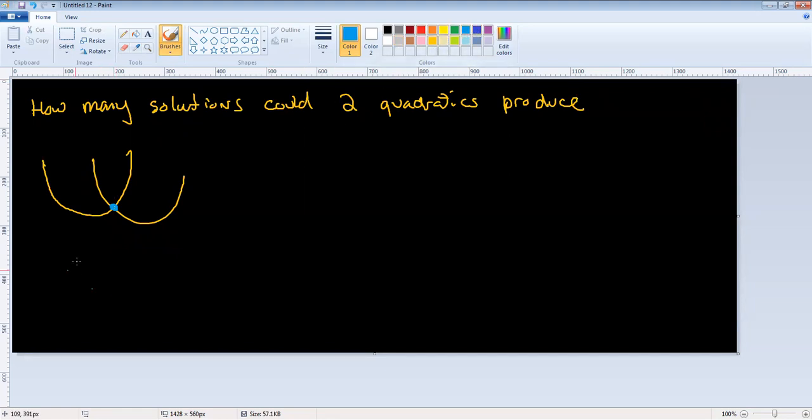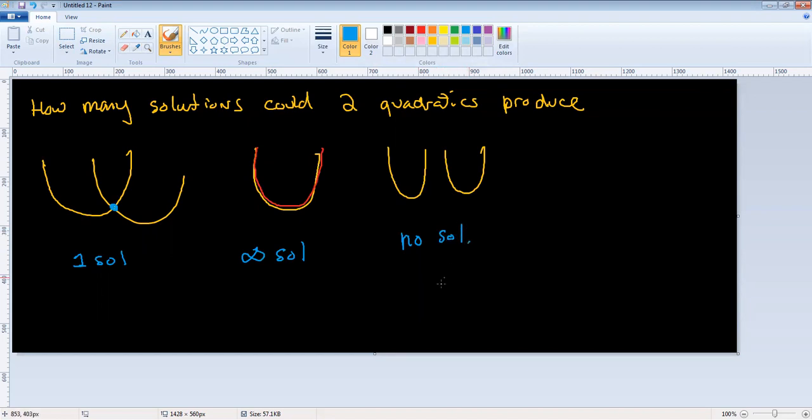So this is going to be one solution. Now, what if I had a quadratic and then I had the exact same quadratic on top of the same quadratic? How many solutions? Well, an infinite number of solutions. Anytime you have a function that's the exact same function as itself, you can have infinitely many solutions. How about this one right here? How about no solution? So this is a no solution right here.